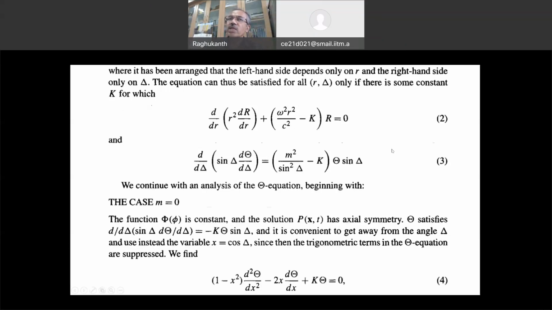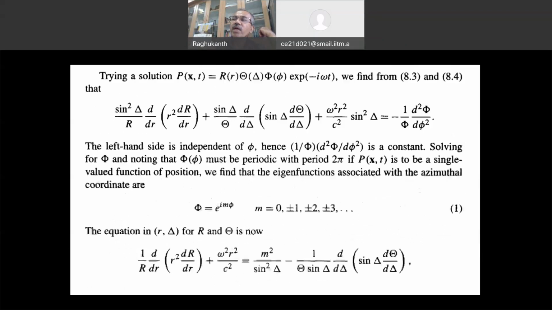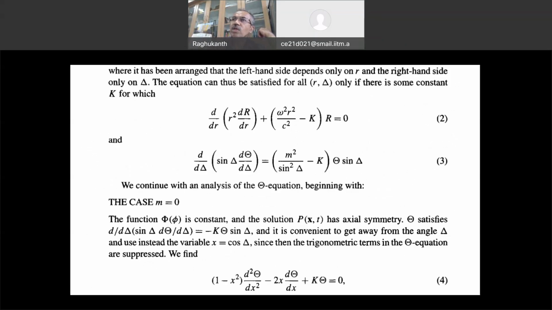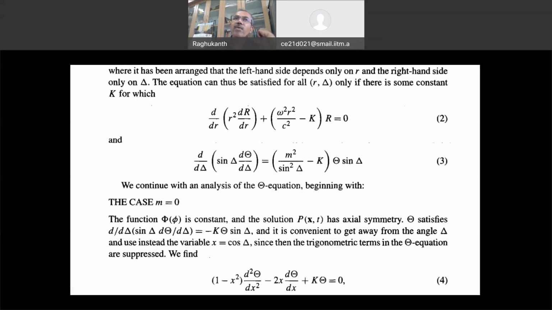You can see the original equation was a partial differential equation. By using separation of variables, this PDE has been converted into ordinary differential equations. So d square phi by d phi square is one equation, equal to some constant. And then we have d by dr and d by d delta. Initially it was a partial derivative, now it has become d because of separation of variables.